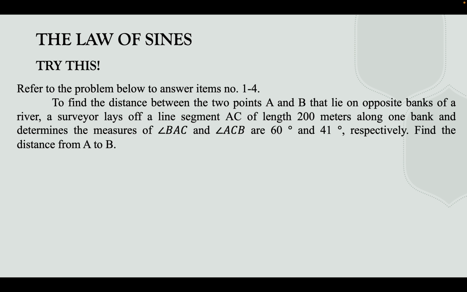Now let's try this one. Refer to the problem below to answer items number 1 to 4. To find the distance between the 2 points A and B that lie on the opposite banks of the river, a surveyor lays off a line segment AC of length 200 meters along one bank and determines the measures of angle BAC and angle ACB to be 60 degrees and 41 degrees respectively. Find the distance from A to B.